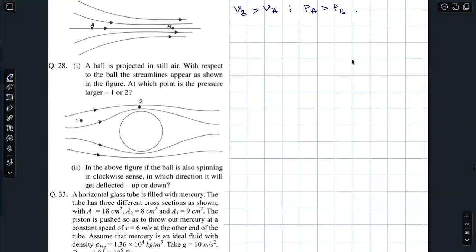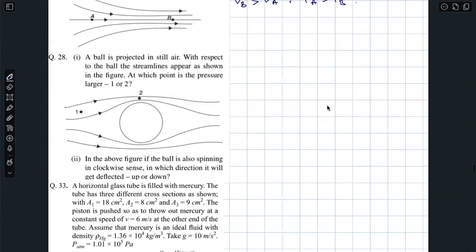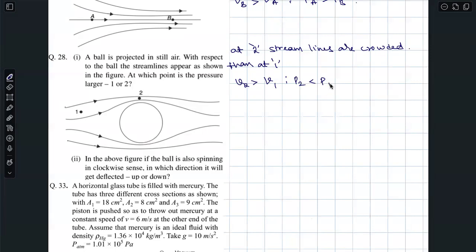Right. Next, a ball is projected in still air. With respect to the ball, the streamline appears as shown. Obviously, at 2, streamlines are crowded than at 1. So therefore, V2 is greater than V1. So therefore, P2 is less than P1.